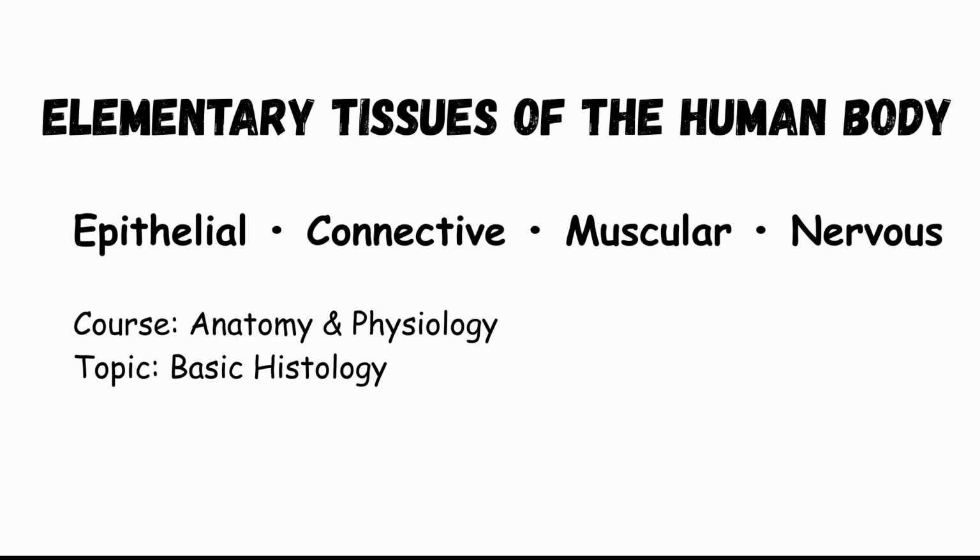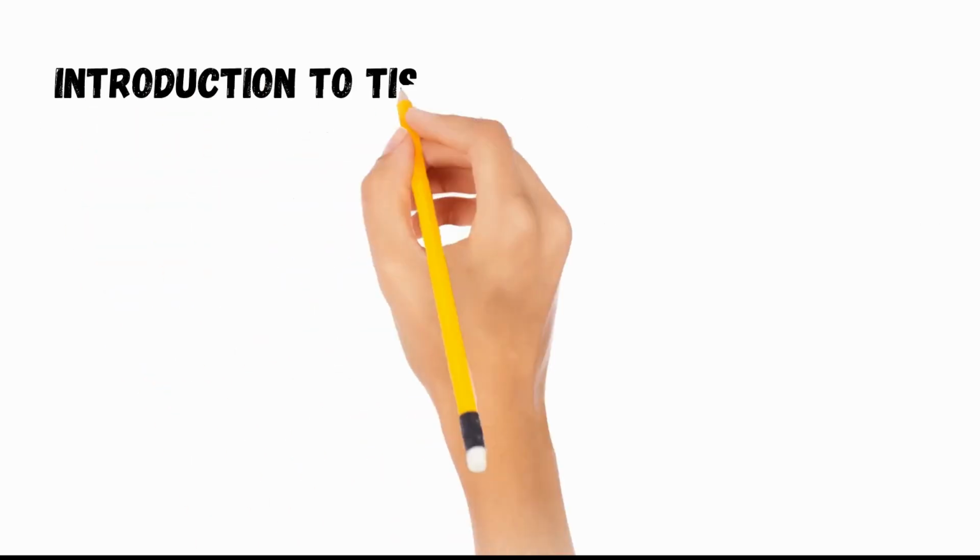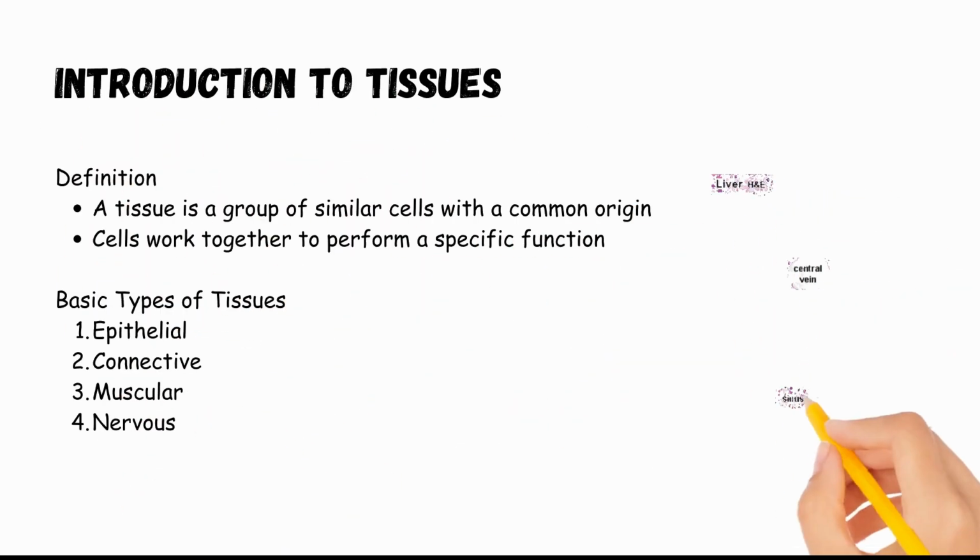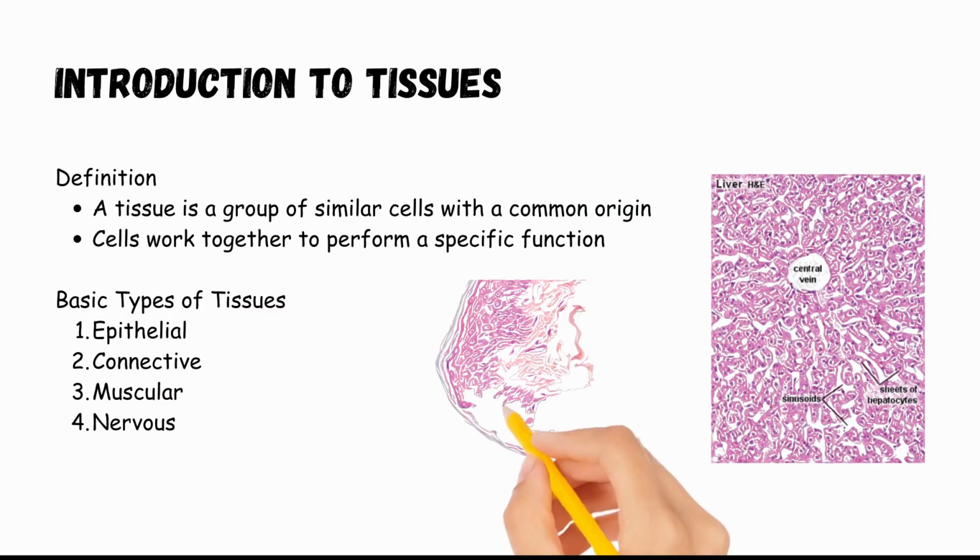Every organ in our body, no matter how complex, is made up of tissues. Understanding tissues helps us understand how organs function normally and what happens in disease conditions. In this lecture, we will discuss the four basic tissues: epithelial, connective, muscular, nervous. Before learning about different tissues, let us first understand what a tissue is.